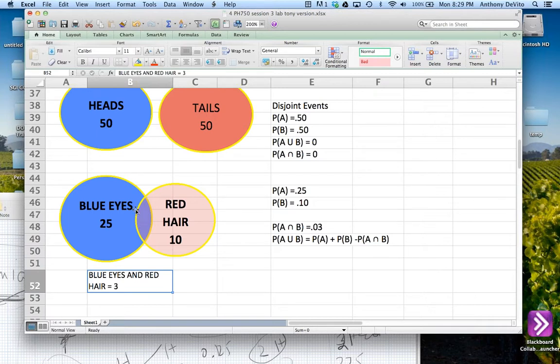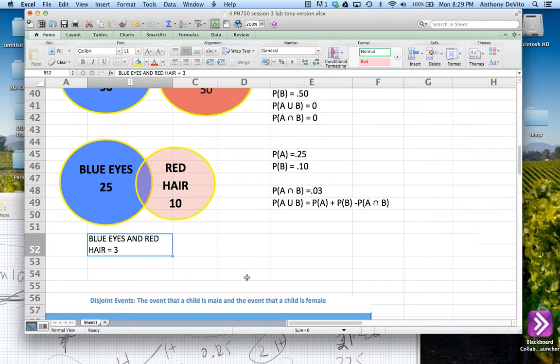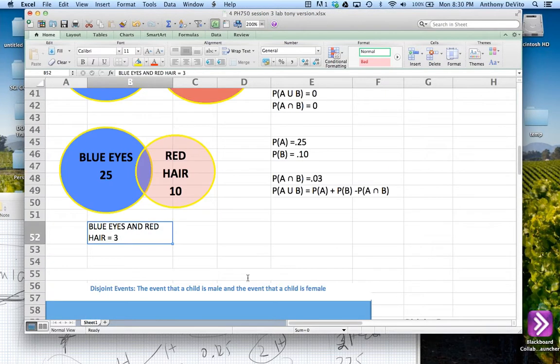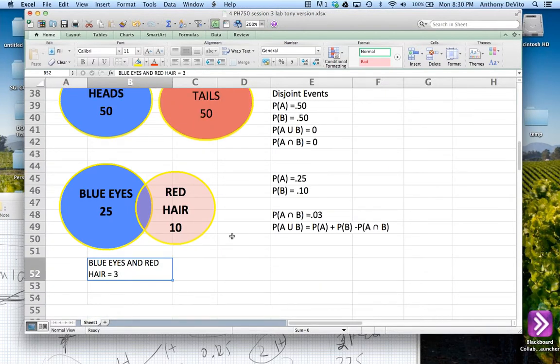Okay? What's going to happen here is that you have an area where these two groups overlap. And this area where they overlap is the intersection of red hair and blue eyes, right? So if I were to ask you, the probability of A intersection B, in other words, having blue eyes and red hair, is 3%.